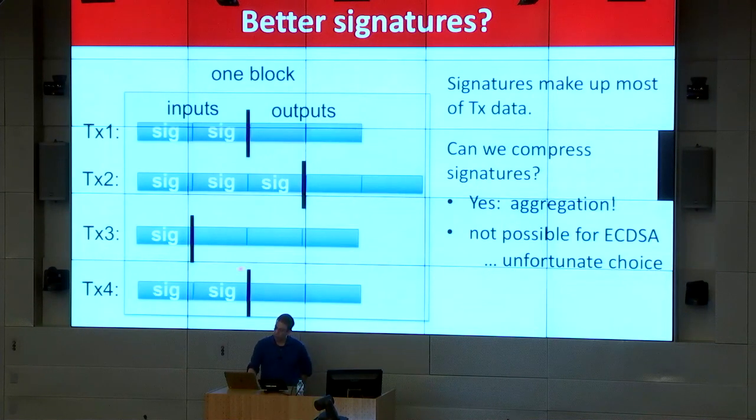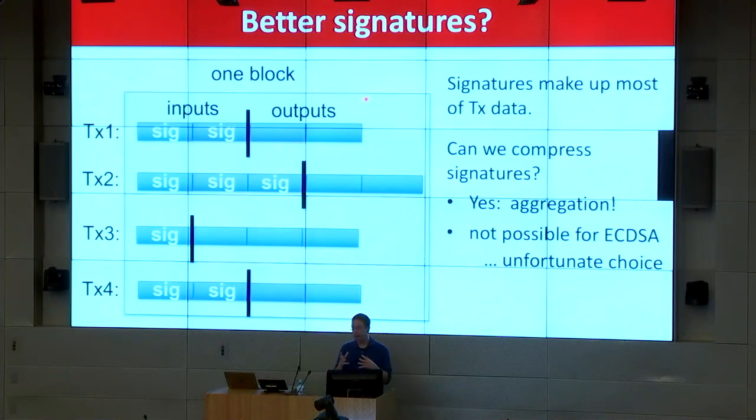So suppose you look at one block on the blockchain. Here's one transaction with its inputs and signatures and the output. Here's another transaction. This transaction has three inputs and two outputs, and therefore there have to be three signatures, one signature for each input. Here's another transaction with one input and three outputs, and so on and so forth. So you can see this is like one block on the blockchain.